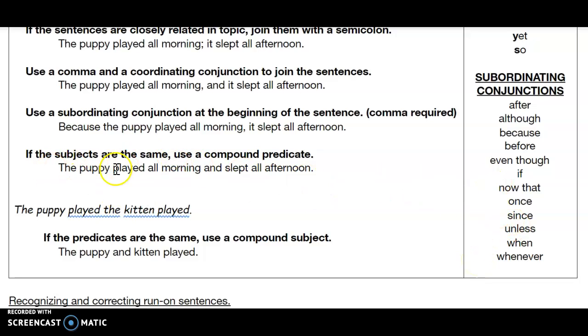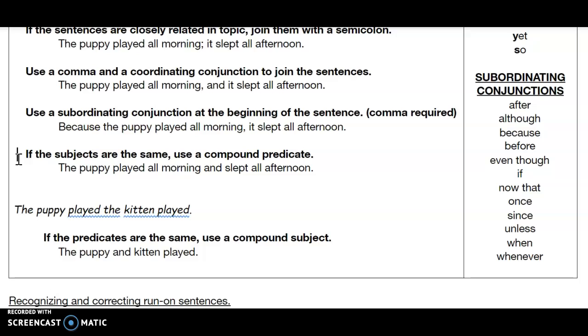All right, I don't want to get too bogged down in that, but if you use the subordinating conjunction at the beginning, you're going to have to find the end of that first clause, which might look like the end of the sentence, right? And then put a comma. We know that this, because the puppy played all morning, is not a sentence. We talked about that with fragments. Put a comma there, and then you have your other half of your run-on.